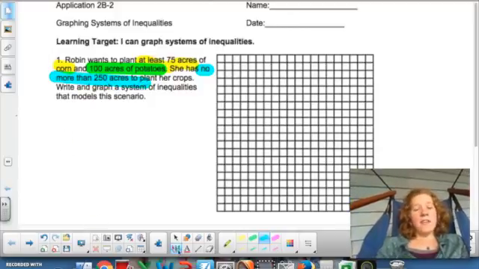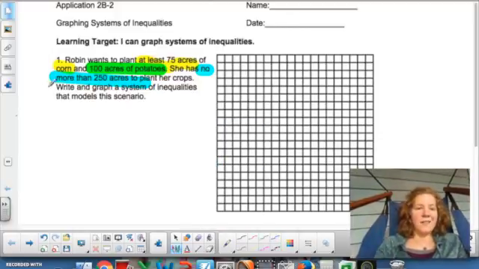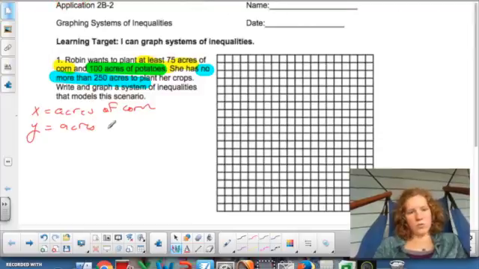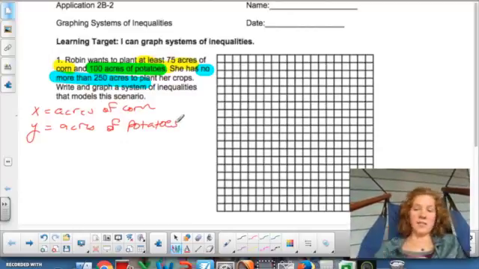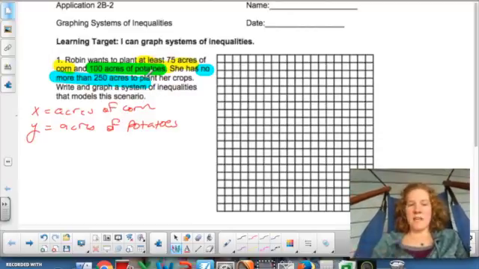All right, so the next thing I need to do is to define my variables. I've got two unknowns, the amount of corn she's going to plant and the amount of potatoes she's going to plant. So I'm just going to let X be acres of corn, and I'm going to let Y be acres of potatoes. It doesn't matter which is which because there's not one that's clearly an independent and one that's clearly a dependent variable.